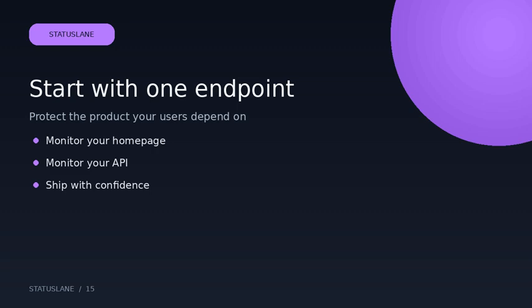Start with the practical goal. Monitor your home page. Then use status lane to make the result visible and repeatable. Monitor your API. Finally, keep the workflow simple enough to run on every release. Ship with confidence. This is how a small check becomes a reliable operating habit for your product and your users.